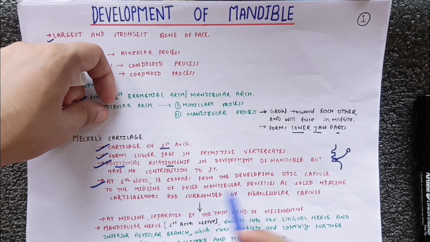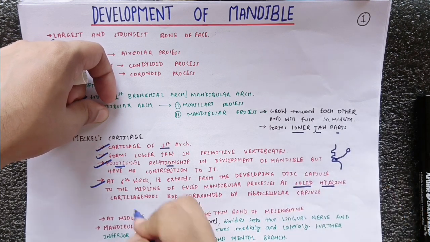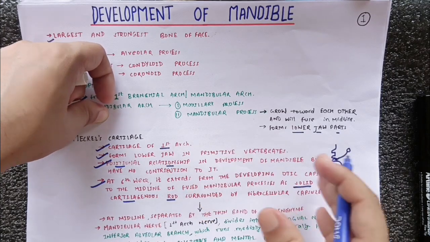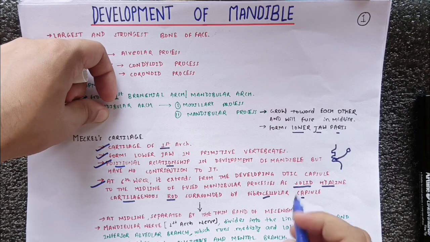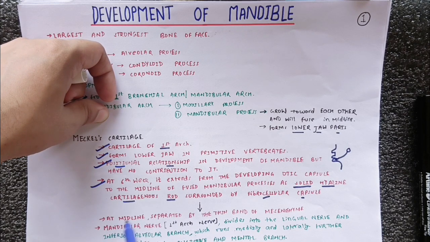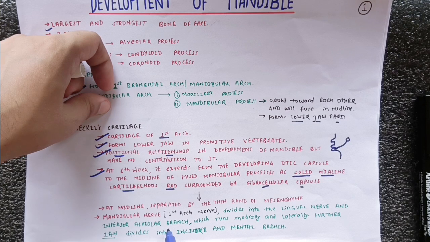At the 6th week, it extends from the developing otic capsule to the midline of the fused mandibular process as a solid hyaline cartilaginous rod, surrounded by the fibrocellular capsule. This is important. At the midline, it is separated by a band of mesenchyme, and the mandibular nerve, the first arch nerve, divides into the lingual nerve and the inferior alveolar nerve, which run medially and laterally.